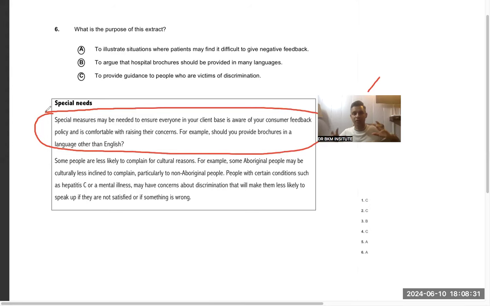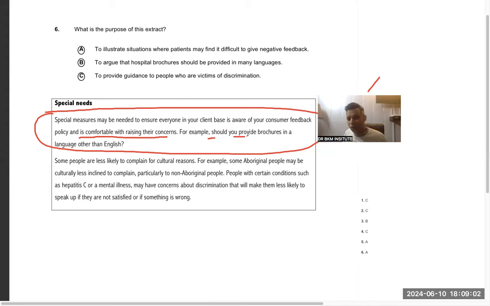That is the main point. Special measures may be needed to ensure everyone in your client base is aware of the consumer feedback. Consumer feedback means, like, you are my clients, you are my students. Sorry, if I say you are my clients, you will give me the feedback. And everybody should be comfortable with raising their concerns. That means every one of you should be able to raise the concern.